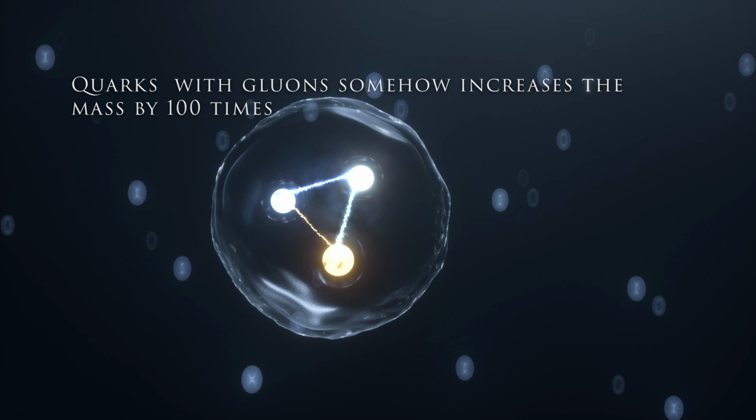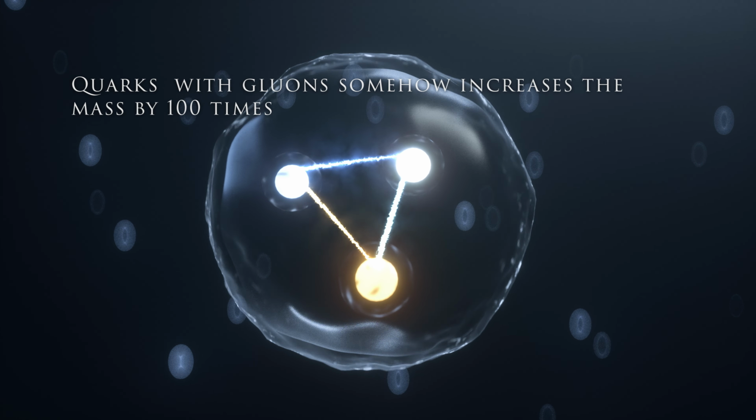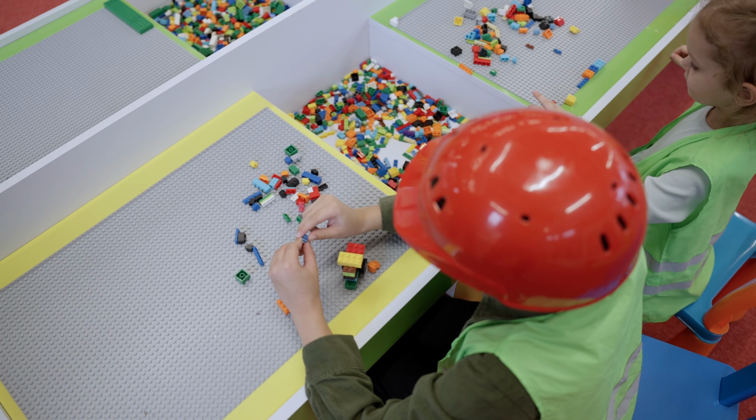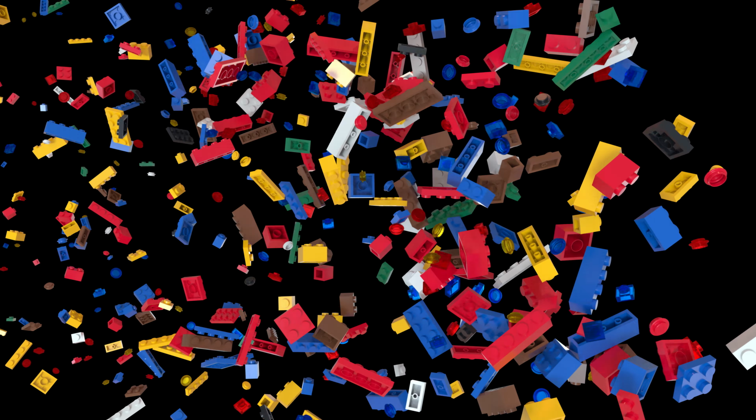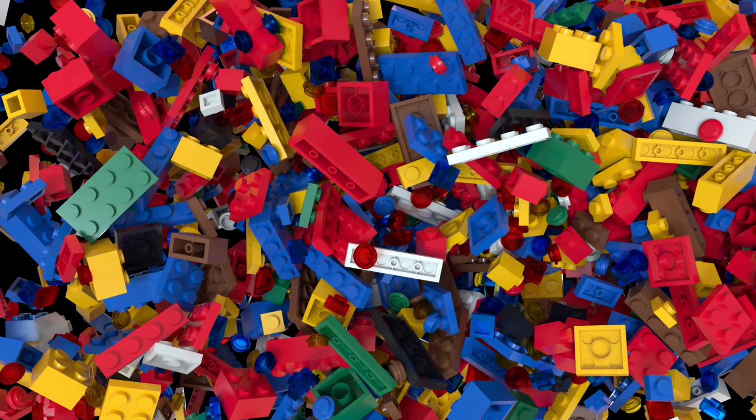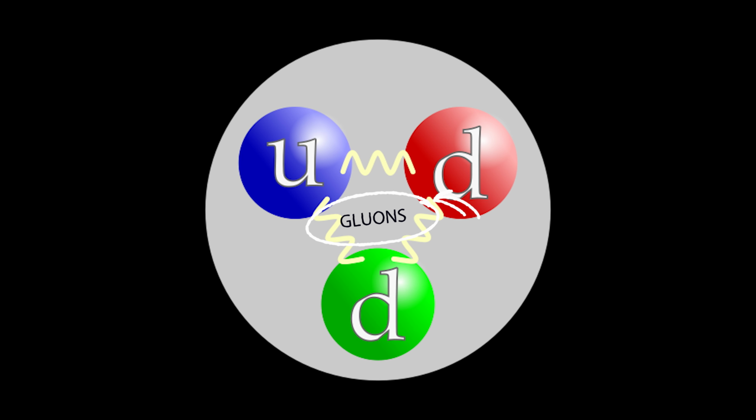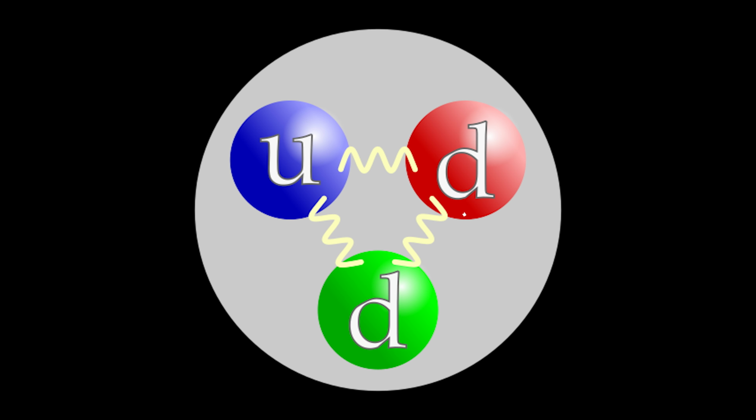That's like putting 3 Lego pieces together and finding that all of a sudden they weigh as much as 300 Lego pieces. What's going on? Where does all this mass come from? The surprising answer is that the mass comes from the energy that ties the quarks together. You see, one amazing fact we have learned is that energy acts like mass.